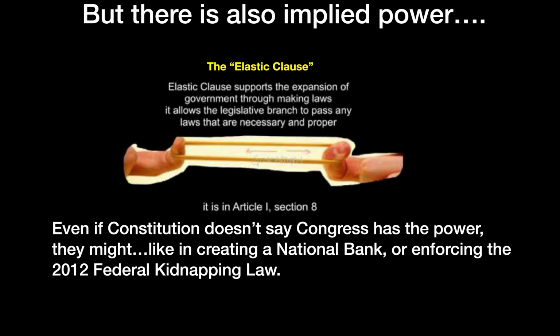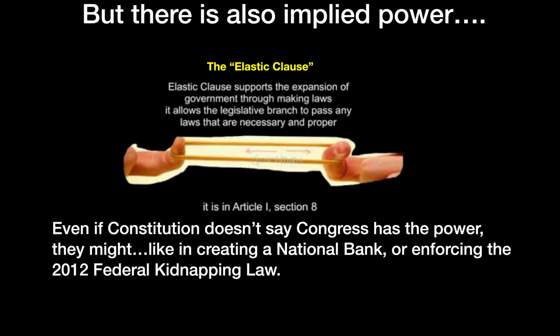And they used the Elastic Clause, the part that says, Congress, it may not say you've got the power to make a national bank, but if you feel it's necessary and proper, you've got the power to do that. And they did it. A recent example is Congress enforced the 2012 federal kidnapping law. Now, nothing in the Constitution refers to kidnapping, but stopping kidnapping is a really good thing, Congress says, and it's kind of necessary for the federal government to have the power to do that. So we are going to weigh in and create this federal kidnapping law and make sure it's enforced by the president. It doesn't say anywhere we have the power to do it, but seems necessary to us.